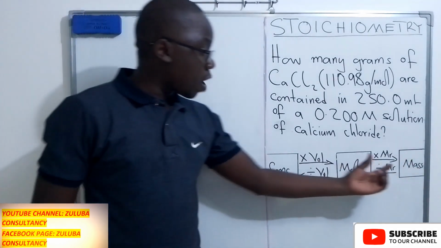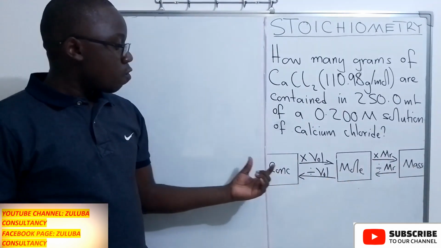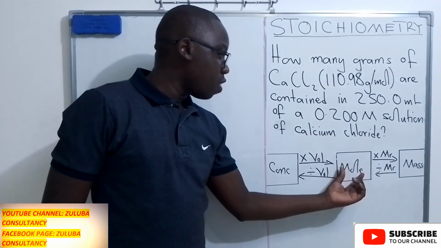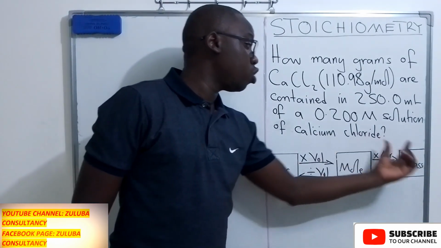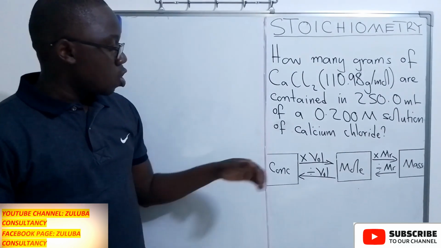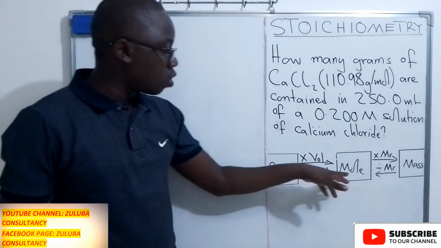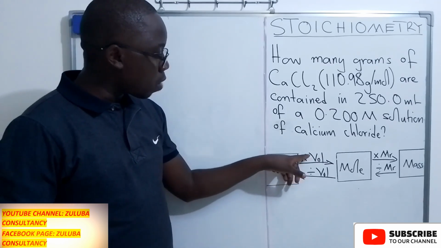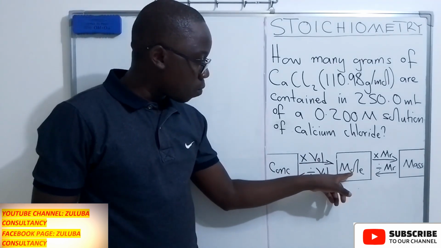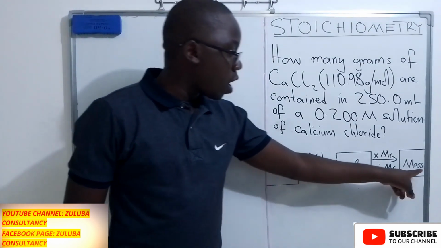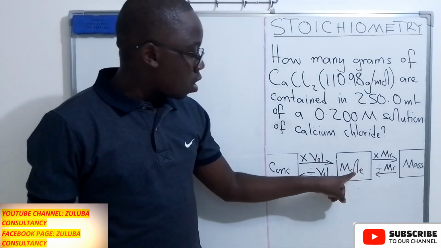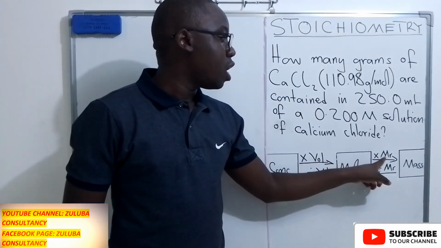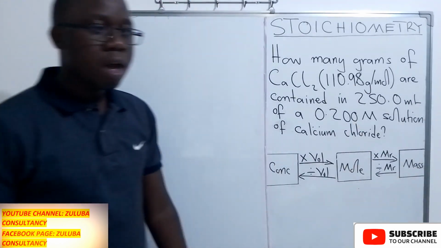So you can find the mass by, first of all, changing the concentration into number of moles. Thereafter, you change the number of moles into the mass. For you to change the concentration into number of moles, you simply say concentration multiplied by the volume gives you the number of moles. Then to find the mass, the number of moles multiplied by the relative molecular mass gives you the mass.